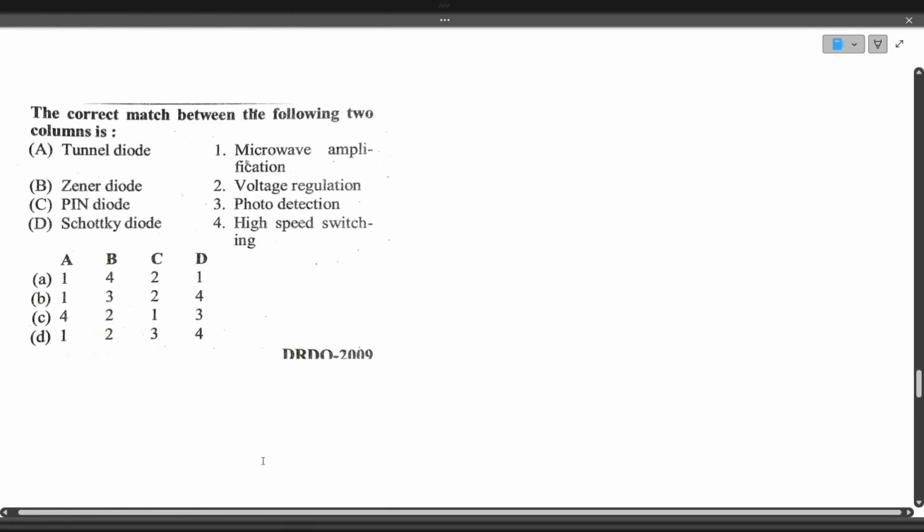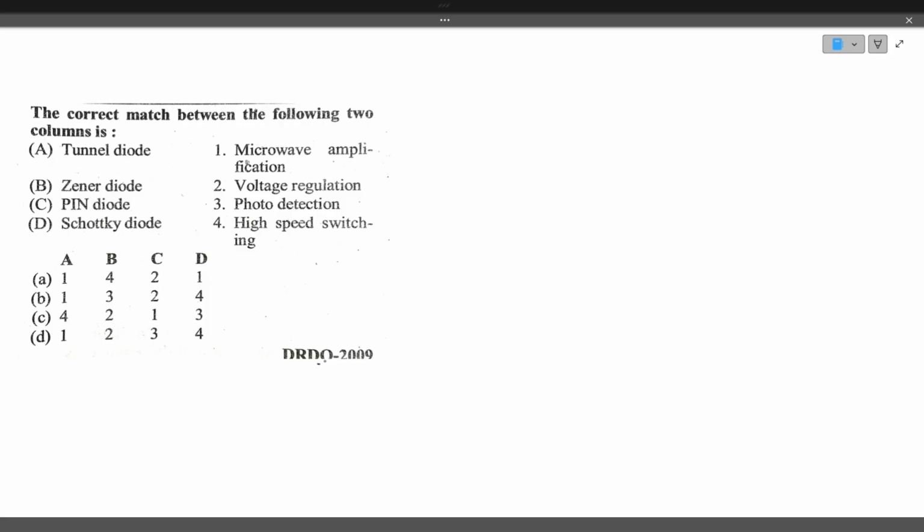Next question. This question is asked in DRDO 2009. The correct match between the following two columns is tunnel diode. Tunnel diode is used for microwave amplification because of its negative resistance characteristics. Tunnel diode has negative resistance characteristics, due to which it is heavily used in microwave amplifications. Whereas Zener diode, because of its voltage stability, stabilized voltage output, is used in voltage regulation.